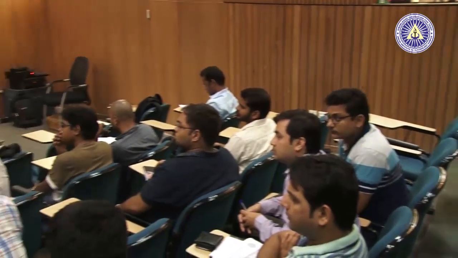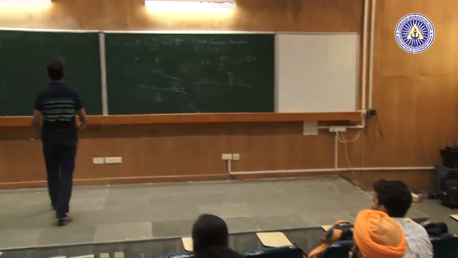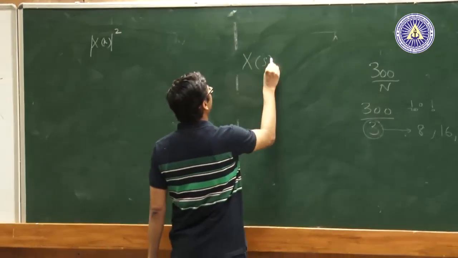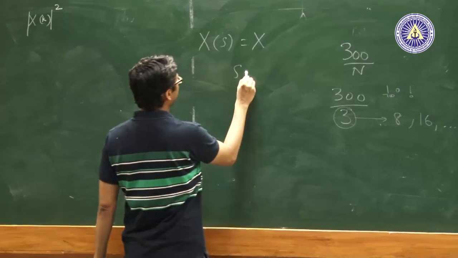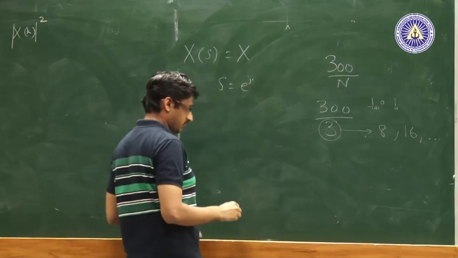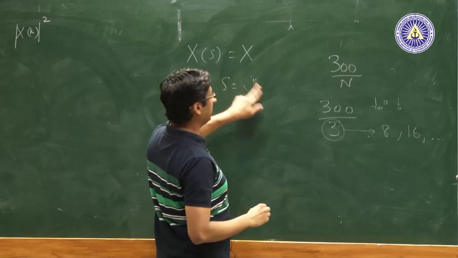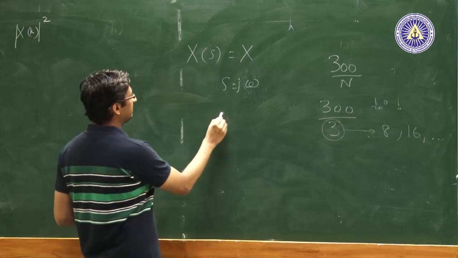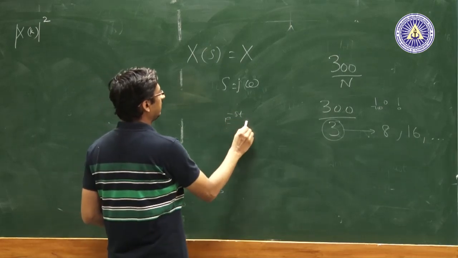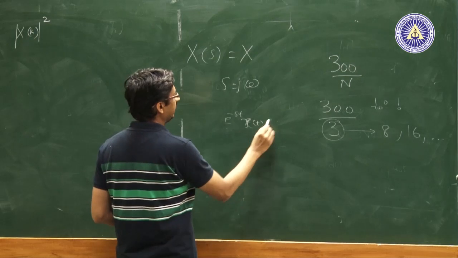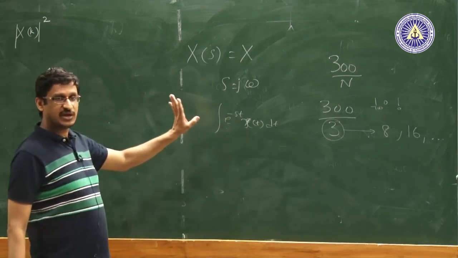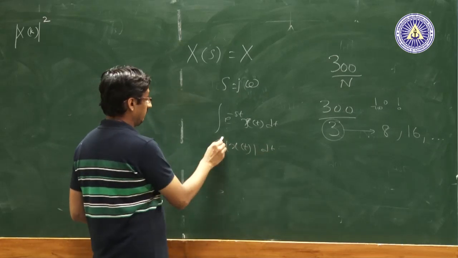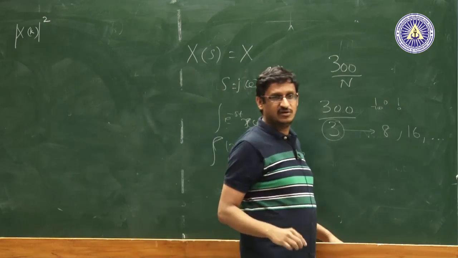Yes, for a stable system, the Laplace transform X of s is exactly equal to the Fourier transform when s is equal to j omega, right, because X of s is the integral of x of t e power minus st dt, right. So this is valid, but this is valid only for those which satisfy certain additional conditions, like x of t should be a finite quantity, otherwise it will not be valid.